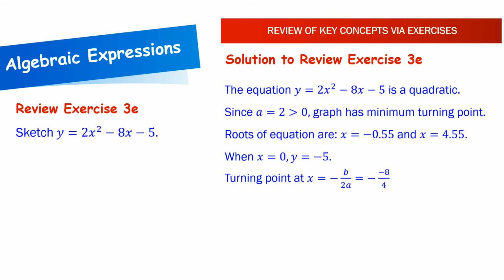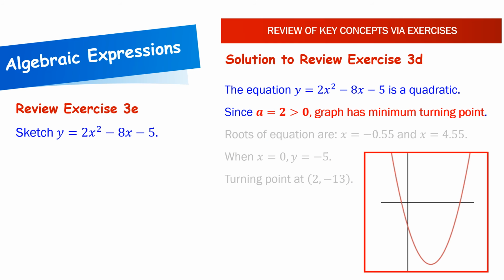Now, since the turning point occurs at minus b over 2a, we have that the turning point occurs at minus minus 8 over 4, which is of course equal to 2. When x equals 2, we plug x equals 2 into the original equation to give y equals 8 minus 16 minus 5, which is of course equal to minus 13. So when x equals 2, y equals minus 13.